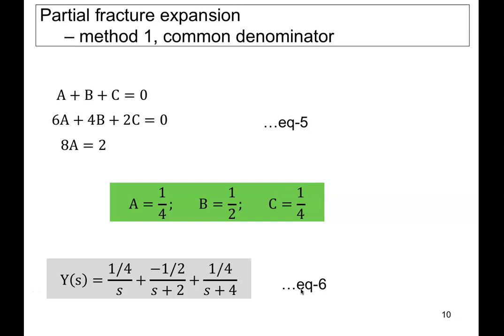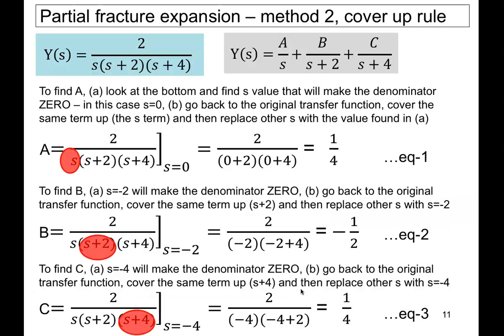So that's one method. Just break that down into several parts. Then you find the common denominator and compare the numerator terms, or the coefficients of the numerator terms. That's the first approach, and it requires a bit of labor to get the solutions. My second method is slightly easier. It looks a bit complex in there, but it is actually slightly easier.